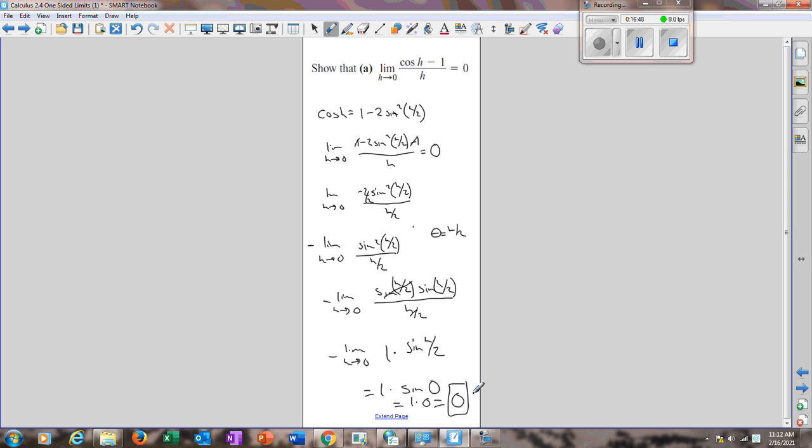That was fun. All right, that's where we're going to leave off today. Tomorrow we're going to do another problem like this without the half angle identity and just continue working on these right and left hand limits.